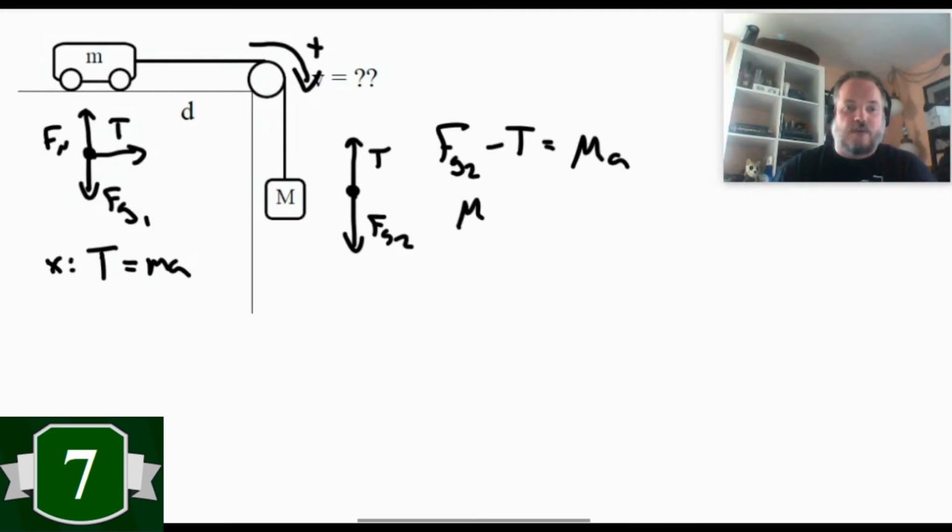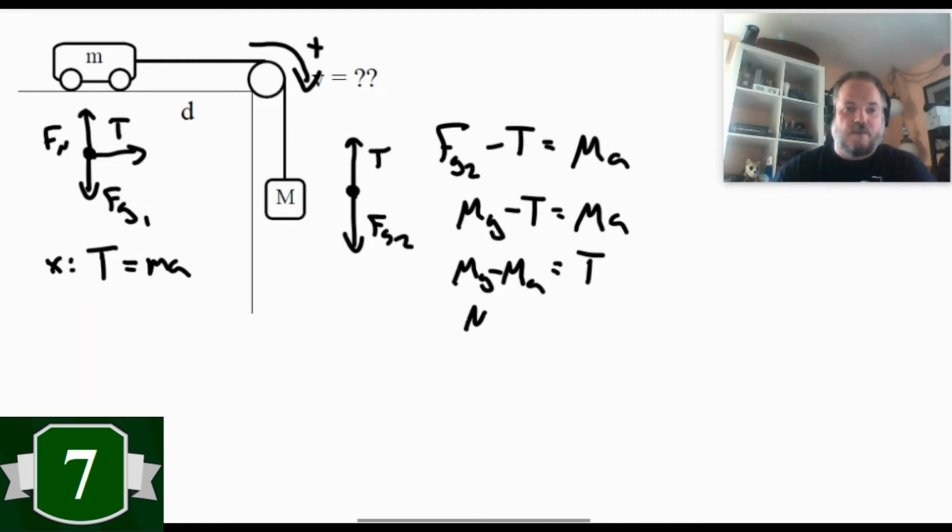This is big Mg minus T equals big M A. Move the T over, solve for it, right? So we get T over there equals big Mg minus big Ma, right? And we can now substitute wherever we want to. We could substitute this thing in over there. Probably looks a little easier, doesn't it?